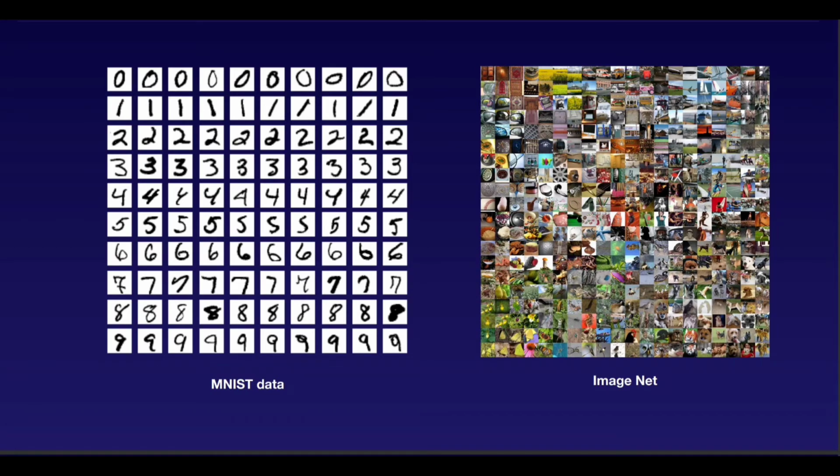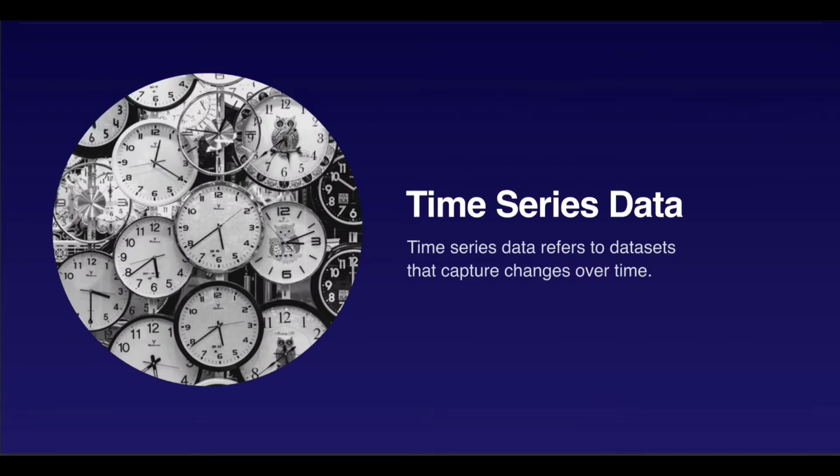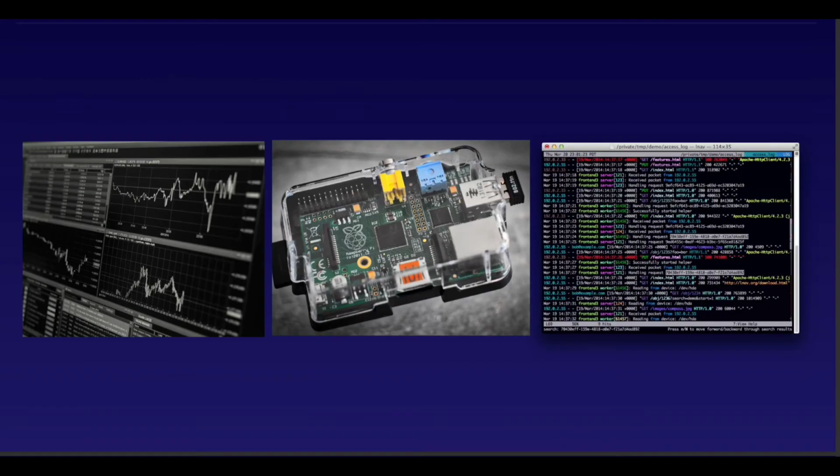Now, the next type of data that I want to discuss is known as time series data. If you can imagine, time series data just refers to data sets that capture changes over time. The main example of time series data that I like to think about is stock market prices. We can capture the prices of different stocks over time.